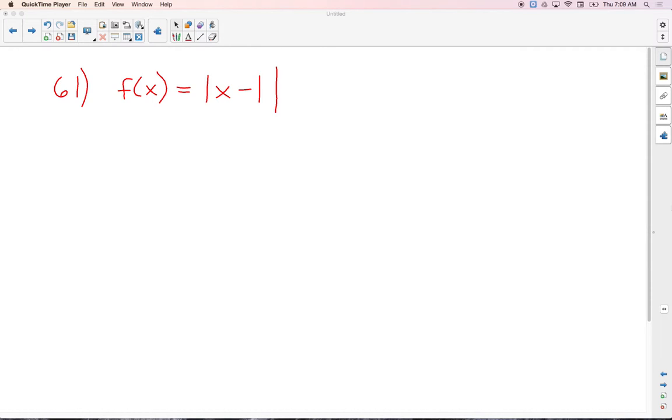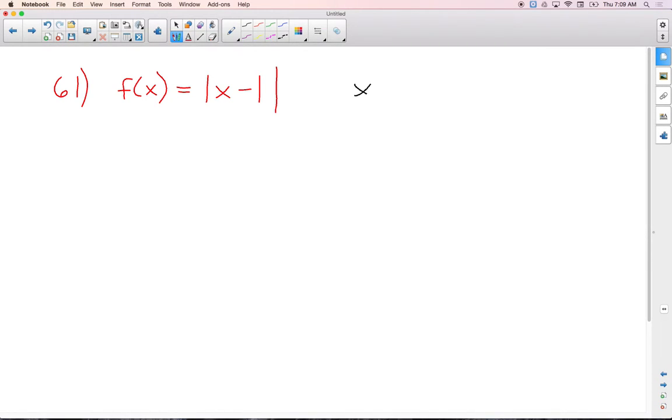So prove differentiability for f of x equals the absolute value of x minus 1. So I'm checking x equals 1. When I do that, what formula am I going to use to check for differentiability? What formula am I going to use? Alternate form of a derivative.